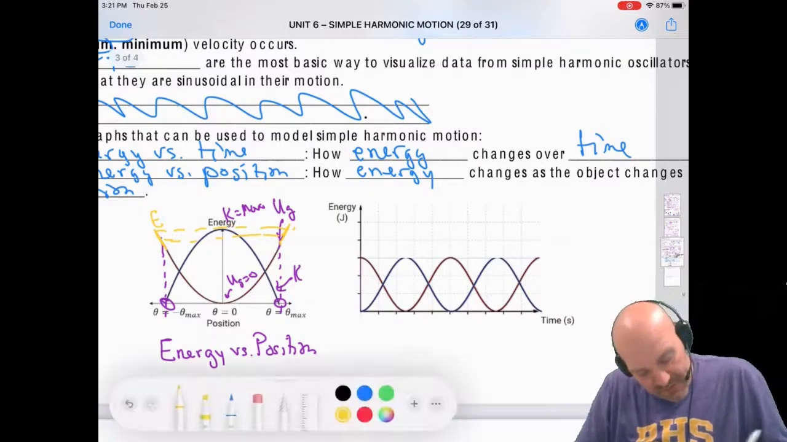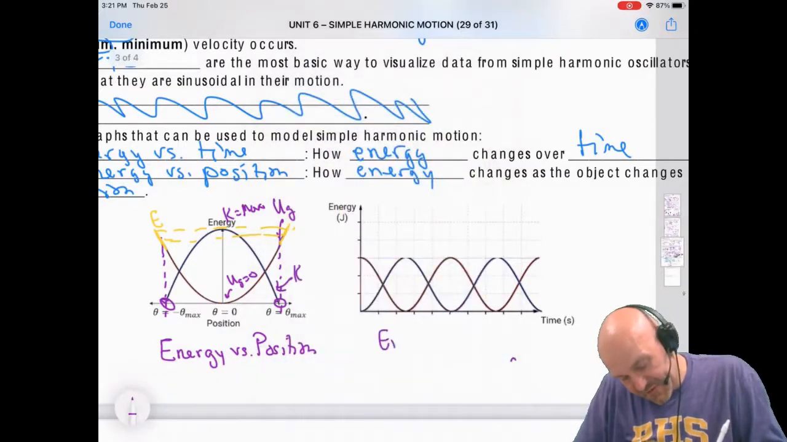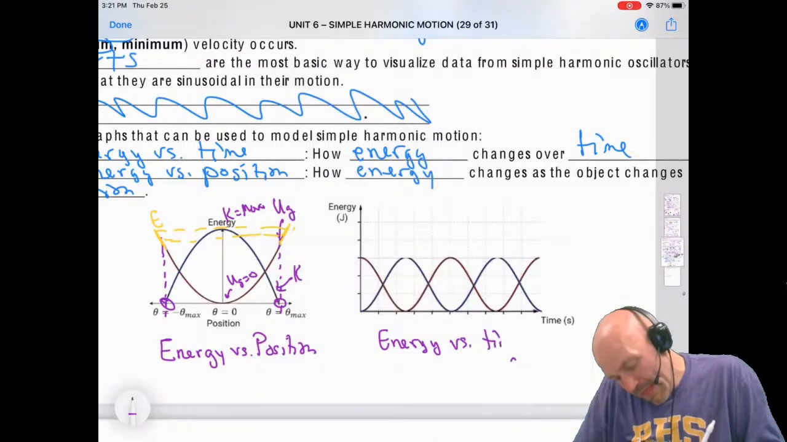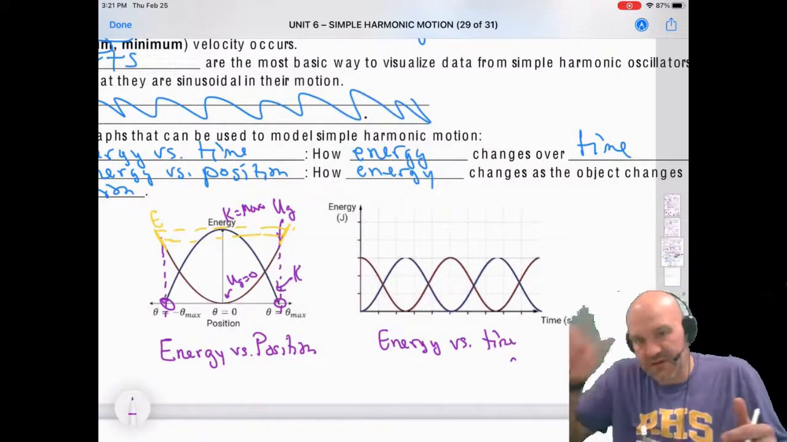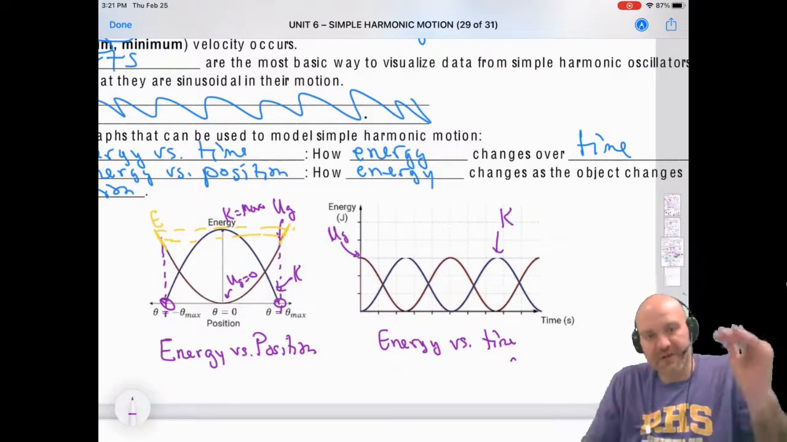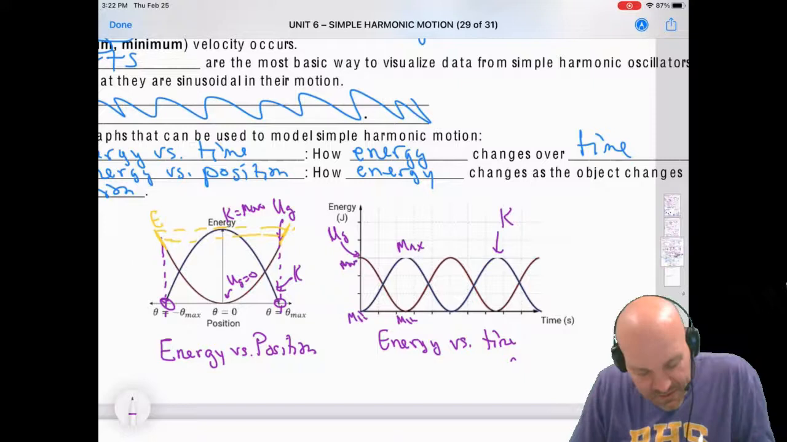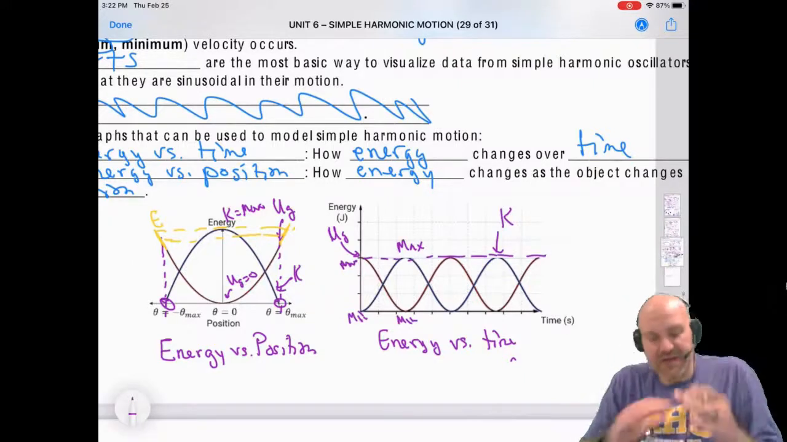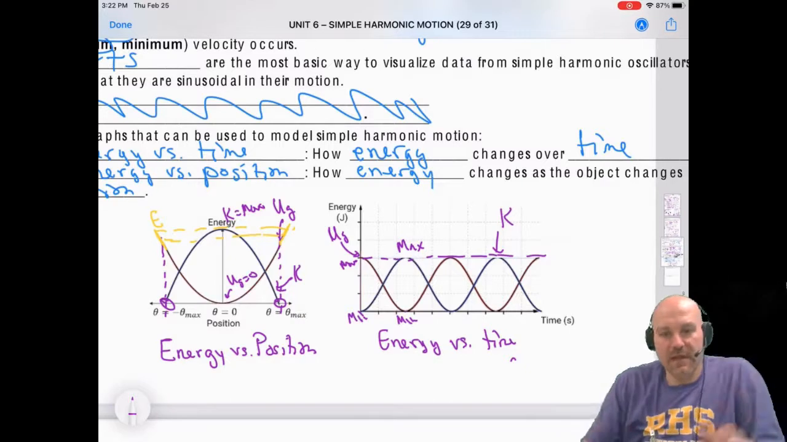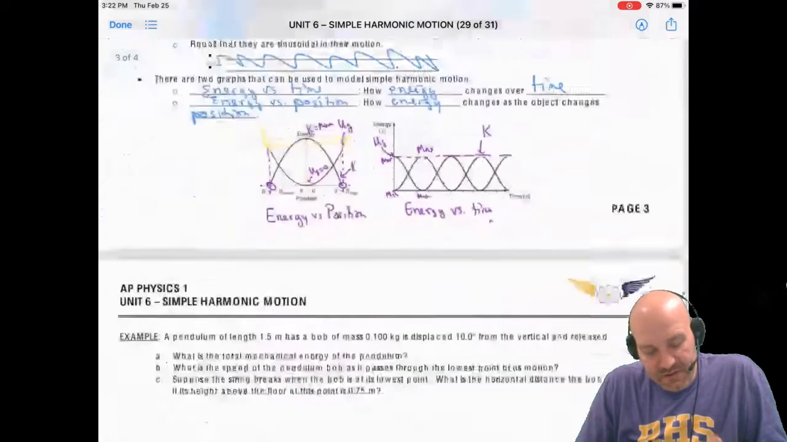Now the next graph over here to the right is our energy versus time. You can see this is very sinusoidal, a sine curve. This is our potential energy. The blue one is our kinetic energy. You can see it alternates: max, min, min, max. But what doesn't change? If I take those at any point in time and add them together, it equals the same thing. Those are the two kinds of graphs that you can really look at.